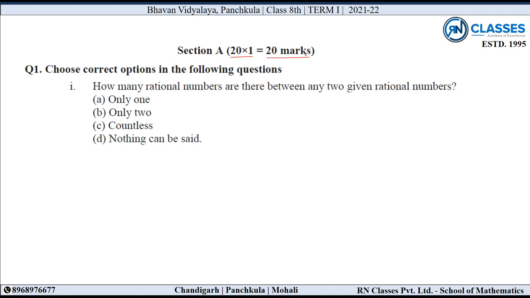So straight away jumping on to question number 1. Part 1. So in this you have to choose the options in the following questions. How many rational numbers are there between any two given rational numbers? In between two given rational numbers, like 1 and 2, how many rational numbers can you find between them? Actually, as many as you want. Means countless numbers, unlimited numbers. So only 1, only 2, countless, nothing can be said. No, countless. C part is the right answer. Observe kar aur answer dikh raha hai aapko, right?